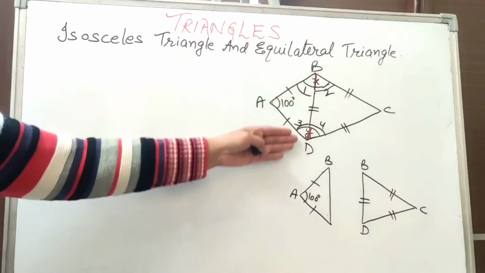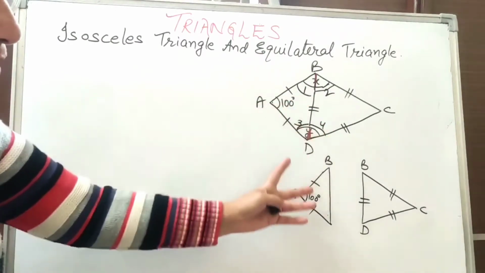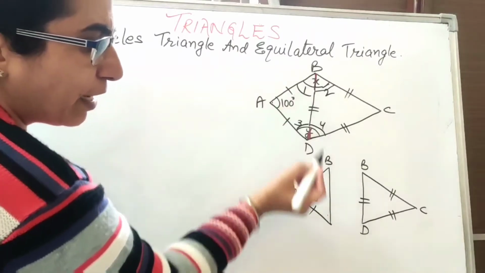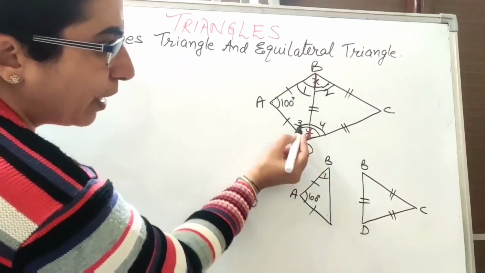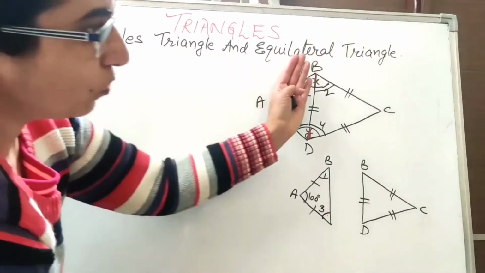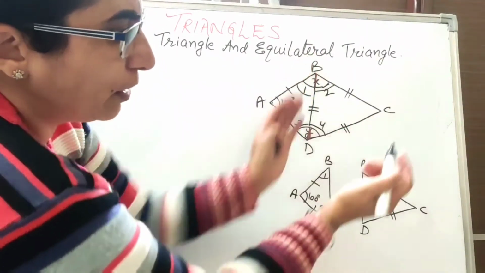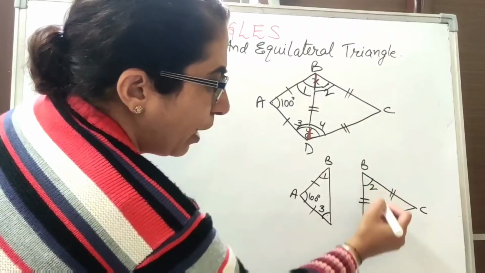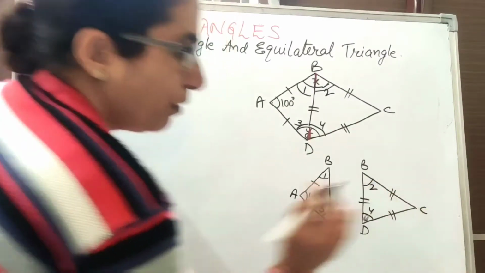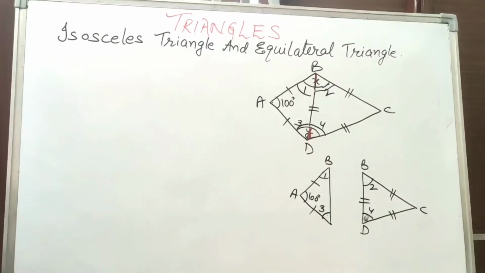So when I am taking out these two triangles separately, this angle A is 100 and this is the angle 1, and this side angle 3, and on that side you can see 2, 4 and C. This angle is angle 2, this angle is angle 4, and angle C not given. So these are the two triangles.